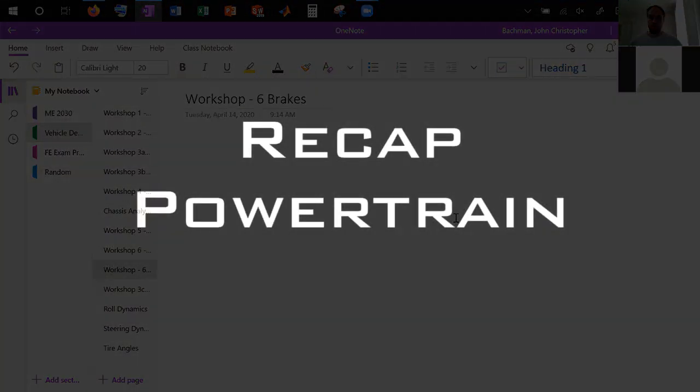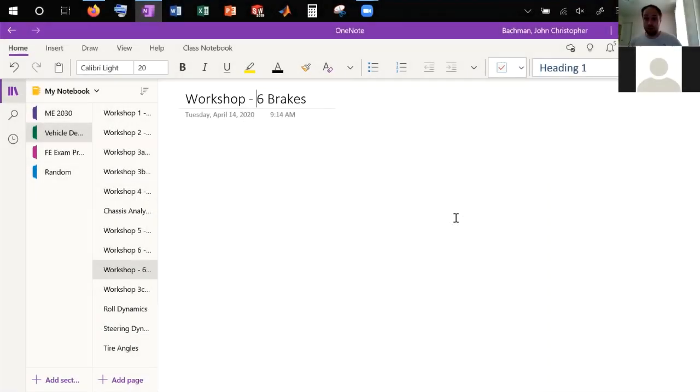This will be the sixth workshop that we've done, and we'll do a little bit of review on the powertrain from session 5, and then we'll go into a little bit of the analysis done on brakes. I actually did this originally with the team, but the recording in Zoom failed, so it'll just be me in this, which will make this a little bit quicker at least.